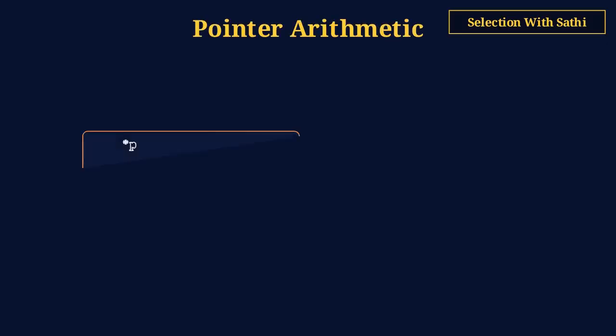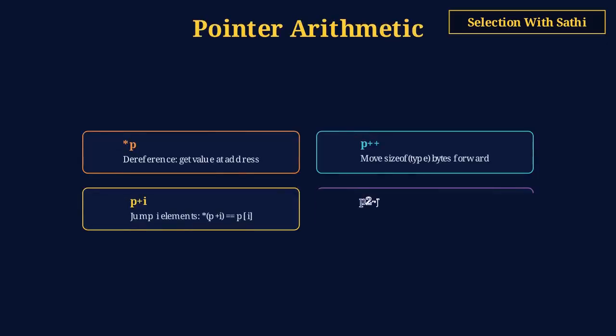Second concept, pointer arithmetic. When you increment a pointer with p++, it doesn't move by 1 byte, it moves by the size of the data type it points to. For an int pointer, p++ moves 4 bytes forward to the next integer. p + i moves i elements ahead, the actual byte offset is i times sizeof the type.